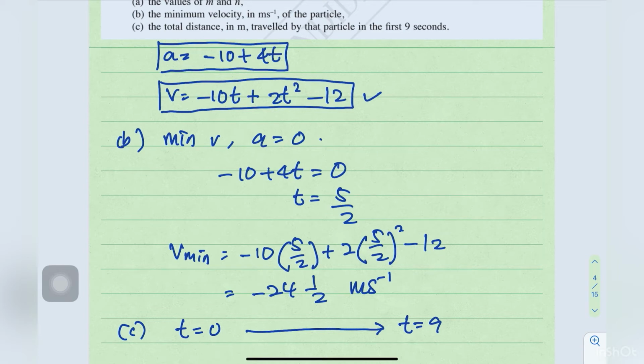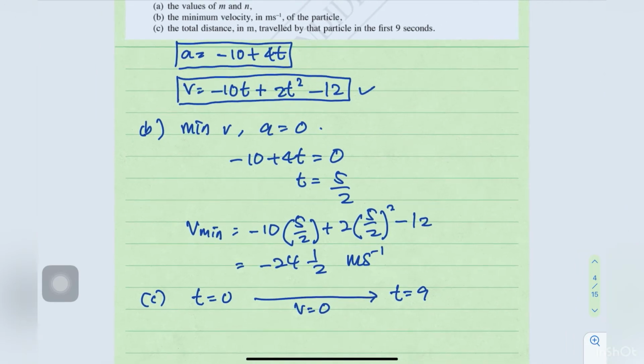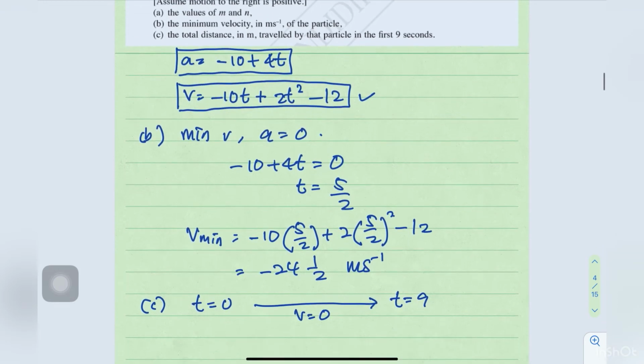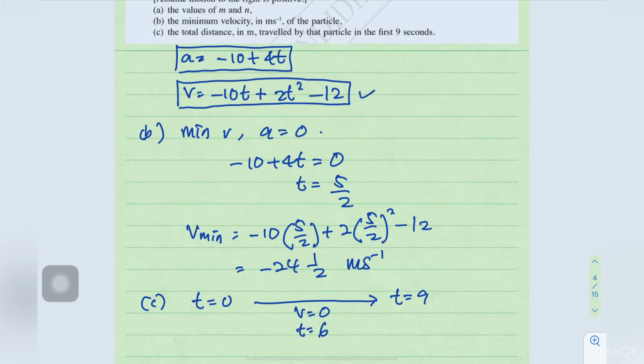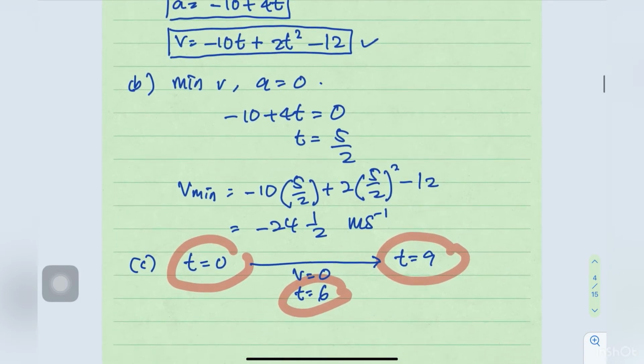Okay, in between we need to test whether the particle changes direction or not. So we have to test v equals 0. Actually, given from the question, v is 0 when the particle stops, at t equals 6, which affects the movement of the particle. Then we need to substitute these values of t into s, into displacement, because we are going to find the distance. So find s first.